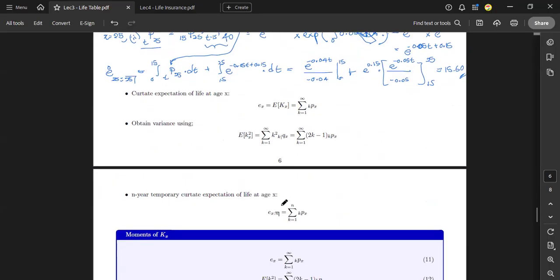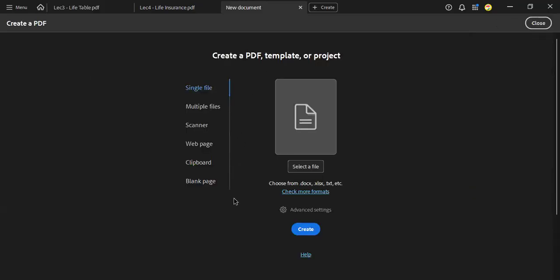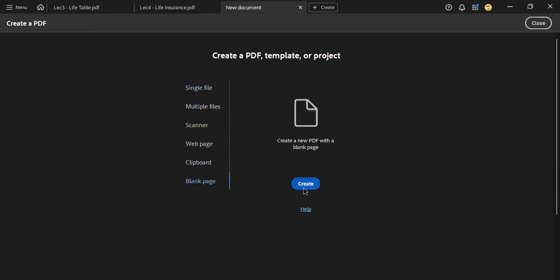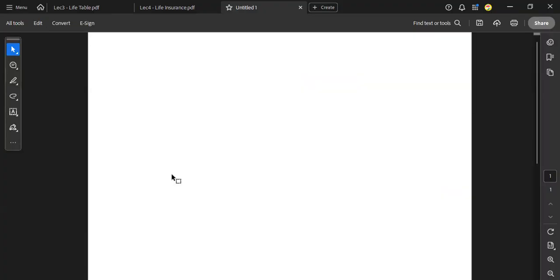Now we can quickly go into the definitions of the curtate future lifetime random variable and the respective first moment and the second moment of those curtate random variables. So on this page, I will quickly derive what we have listed there.